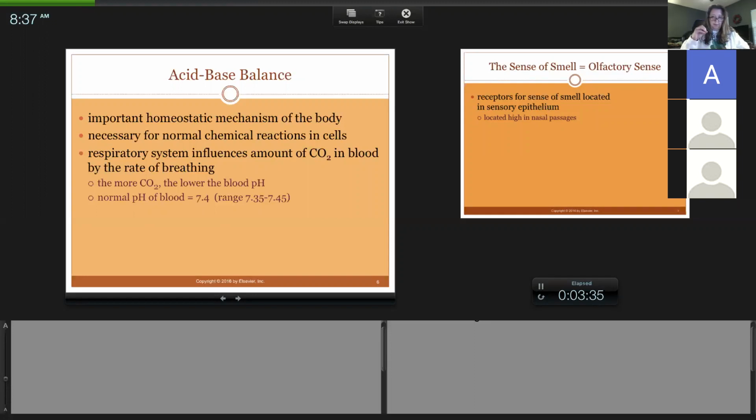But what will happen is if CO2 is going up, then the animal is going to try to increase the respiratory rate and respiratory depth. And you need, or depth, not death, sorry. So you need to understand the relationship between CO2 and respiratory rate.